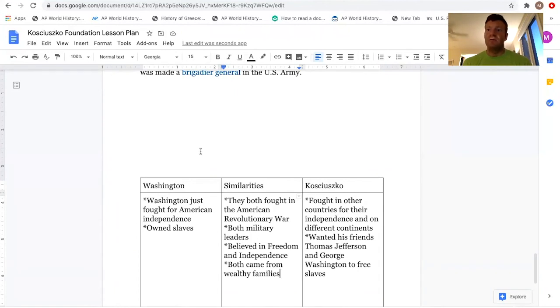Kosciuszko was an important leader militarily for Poland, and Washington was the first United States president.